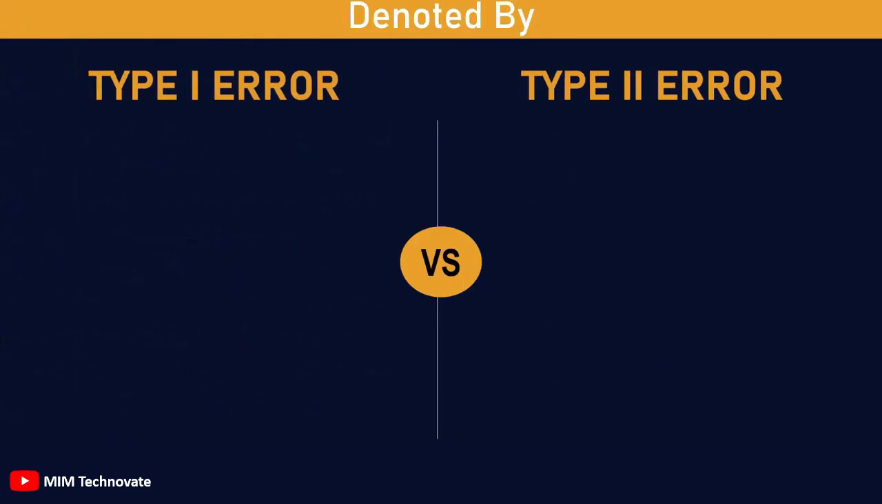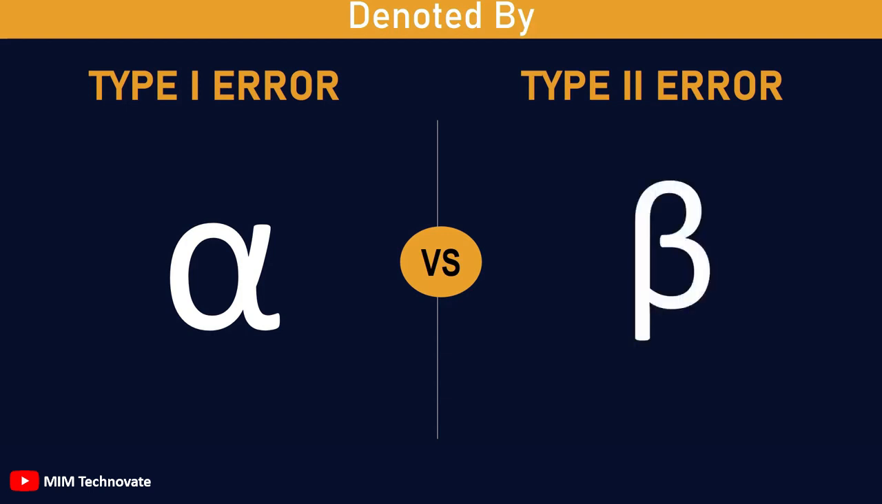Indicated by: Type 1 error is denoted by Greek letter alpha, while type 2 error is denoted by Greek letter beta.